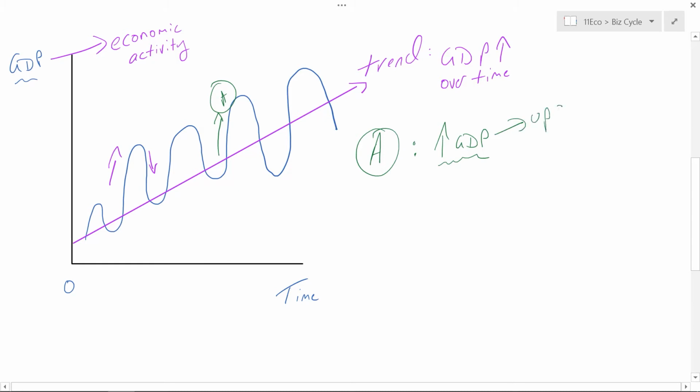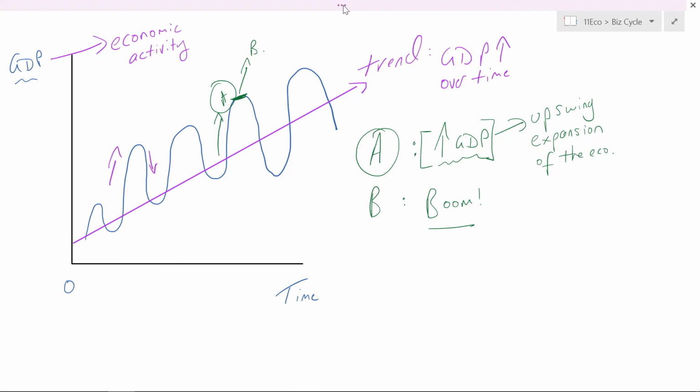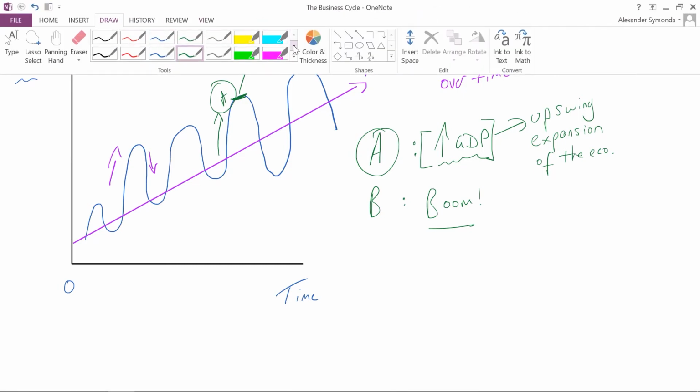So what we can say here is that point A represents an upswing or an expansion of the economy. And the evidence for that is that we've got an increase in gross domestic product. And when point A goes all the way to the top here, we can call this point B, right at the top, and point B is a boom. This is the high point of economic activity in the business cycle. This is a really strong point in terms of GDP and economic growth.